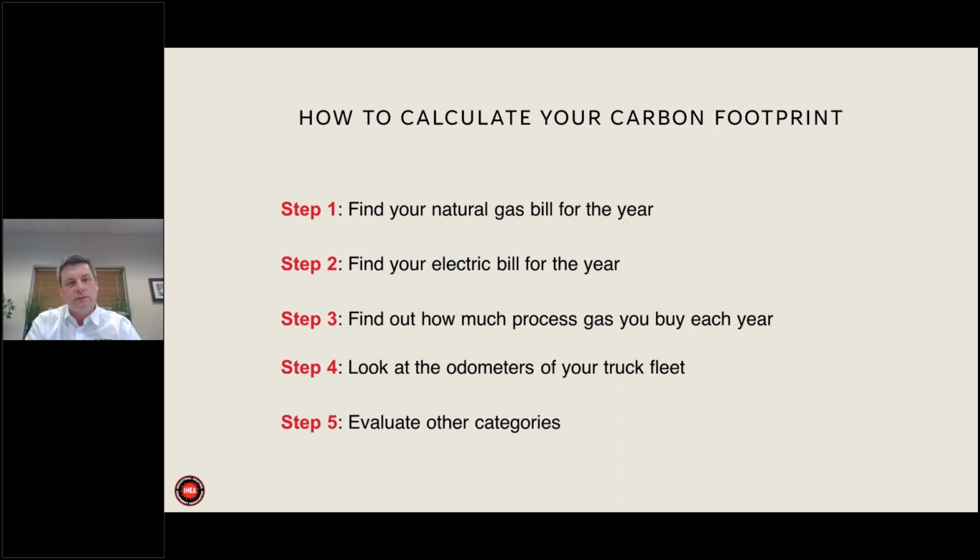Step four, look at the odometers of your truck fleet. And then you can add in your fork trucks if they're propane powered or even if they're electric powered. You want to take a look at that because moving stuff around has a carbon footprint. In step five, evaluate everything else, which is all the other scope 3 stuff that we haven't considered in the first 4. But if you look at the first 4, that will be 75 to 80% of your emissions most likely.